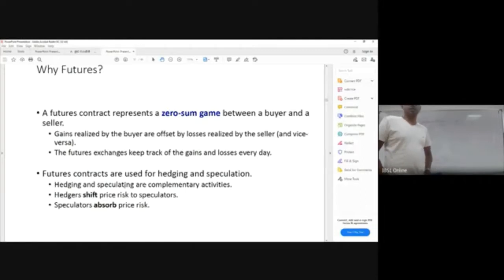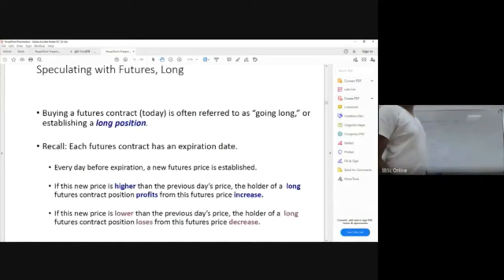Okay, so it's just like options. Hedging and speculating are complementary activities. Hedgers shift risk to speculators. Speculators absorb price risk. Speculating with futures, you're long. Buying a futures contract today is often referred to as going long, or establishing a long position.